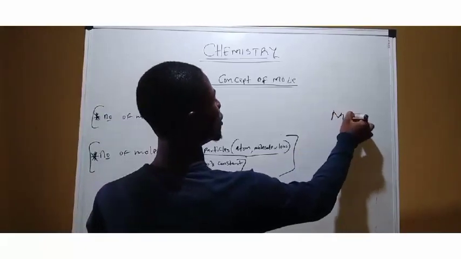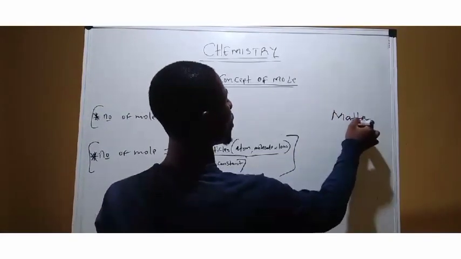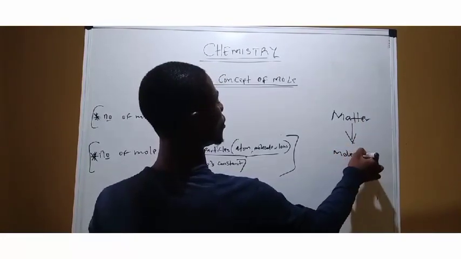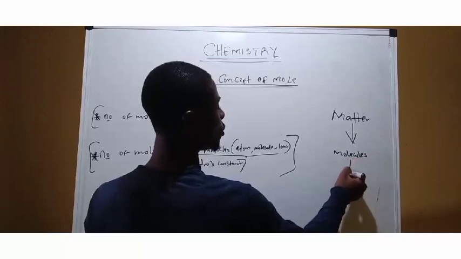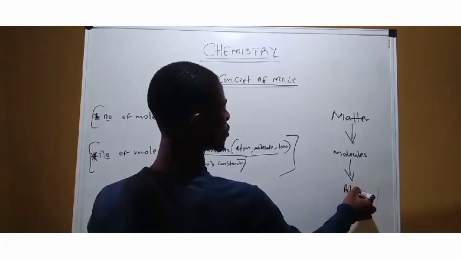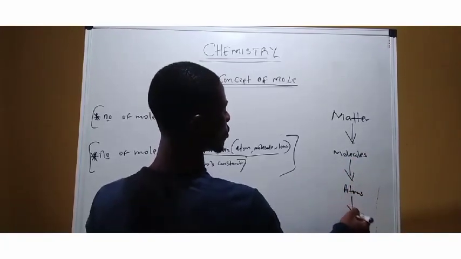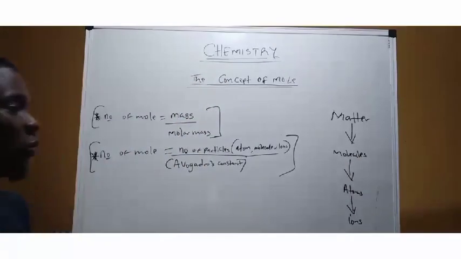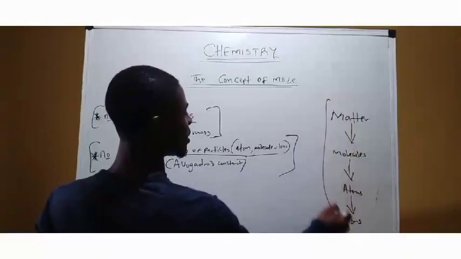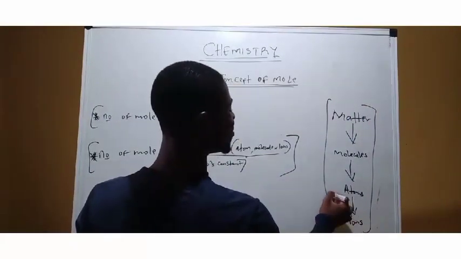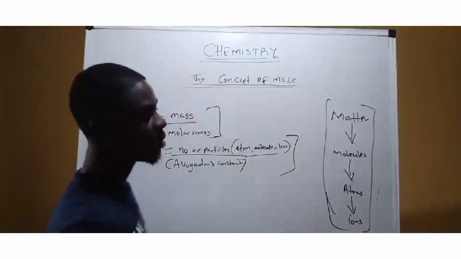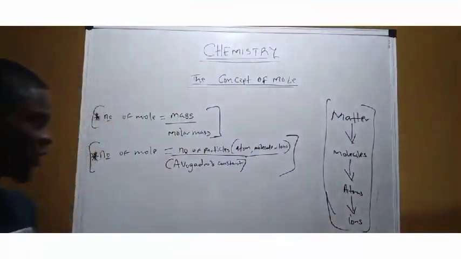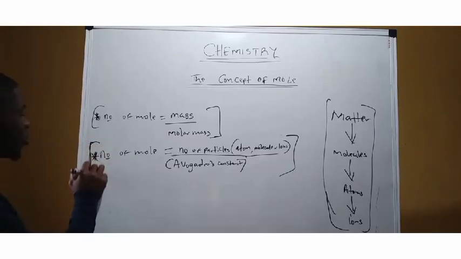Remember, matter in general consists of molecules, and molecules consist of atoms, and atoms consist of ions. What I just did here was arrange them in decreasing order of complexity. So matter is made up of molecules, and molecules are made up of atoms, and then ions. Now with this relationship we can handle practice problems.